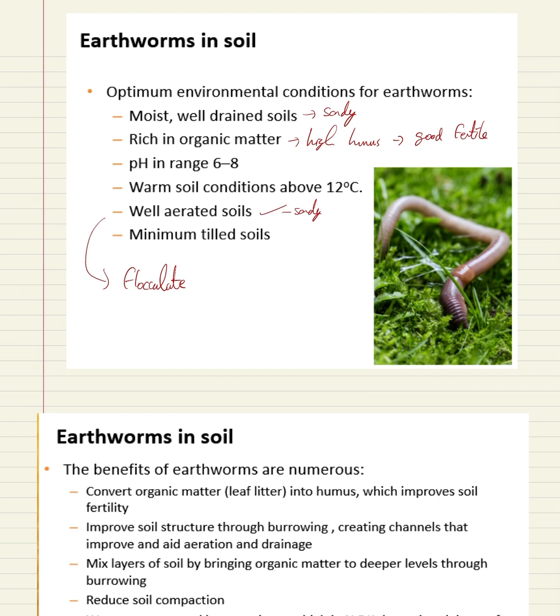We want a pH range of 6 to 8. Just like when we're absorbing our nutrients in our fertilizer, we need our pH range to be right. Earthworms won't live in very acidic soils, so in the likes of peat soils and podzols, earthworm population is going to be very low in comparison to brown earth soils, where earthworm population is going to be very high. Warm soil conditions above 12 degrees, that again is going to contribute to being well aerated. If there are more air spaces, more air can fill in around the soil particles and heat up quicker. And the last point is minimum tilled soils.